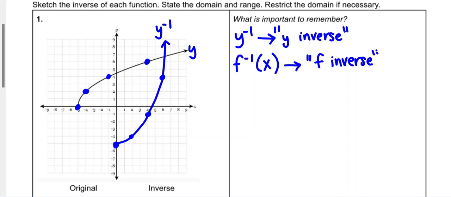Okay. So if we look at these two functions here, we can see that it's like a mirror or like a reflection. And that's because inverses are reflected over the line, the parent function of the linear function, y equals x. So this yellow line is the reflection line that this original function is reflected over to get the inverse function.